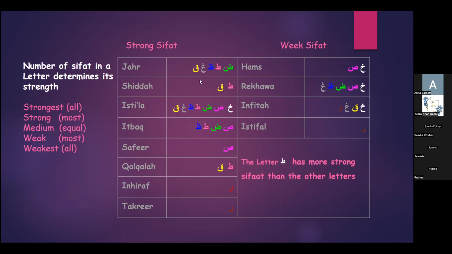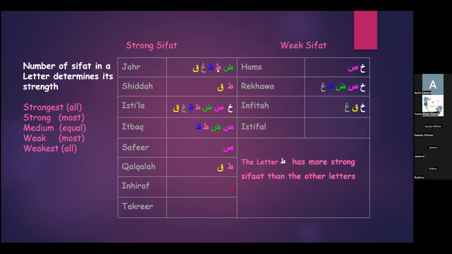So let's count the number of sifat in a letter so that it will determine its strength. So jahar, that's number 1. We have the letter dad, 1, 2, 3. So we have 3 strong sifat applying to the letter dad. We can see rikhawa, which is a weak sifa, applies to the dad. So the dad has 3 strong sifat and 1 weak sifa, which is rikhawa.